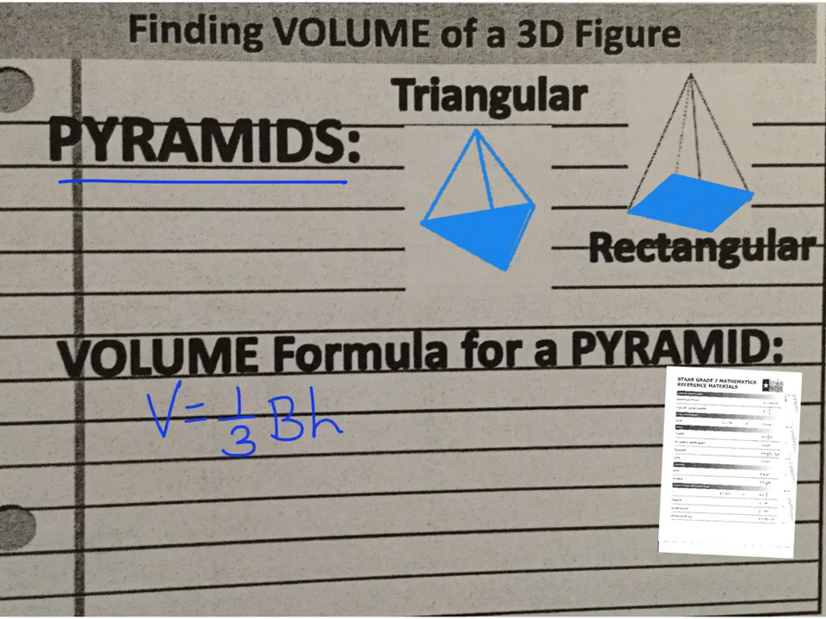Now the only difference between this one and the first one is you're going to have to divide by 3. So you find the area of the base, which is this triangle right here, and that rectangle right there. You're going to find the area of that triangle and multiply by its height and divide by 3. Find the area of this, multiply by its height, and divide by 3.